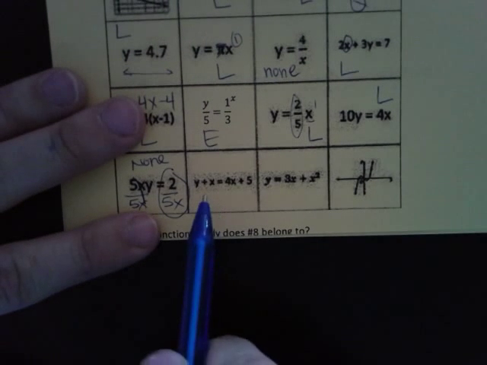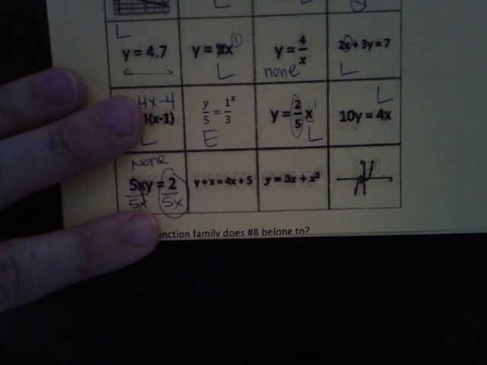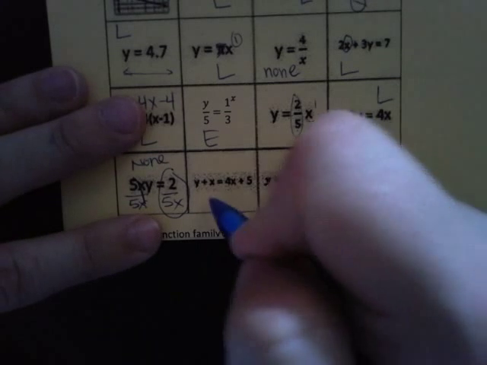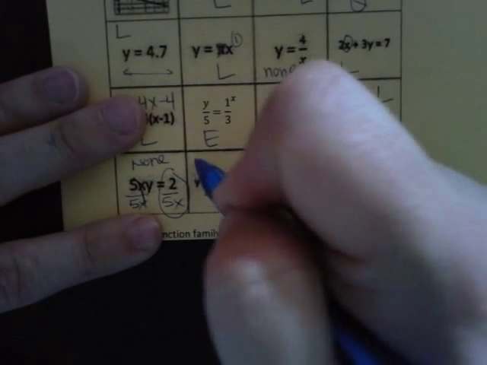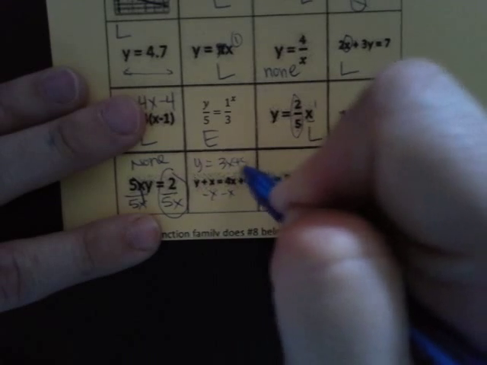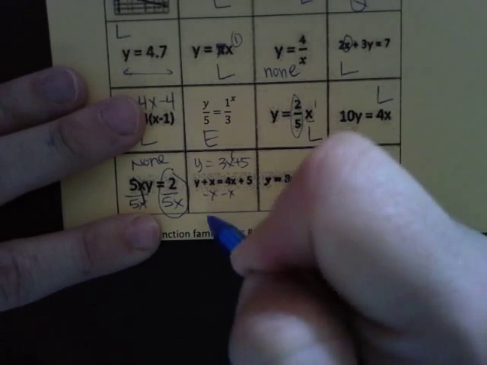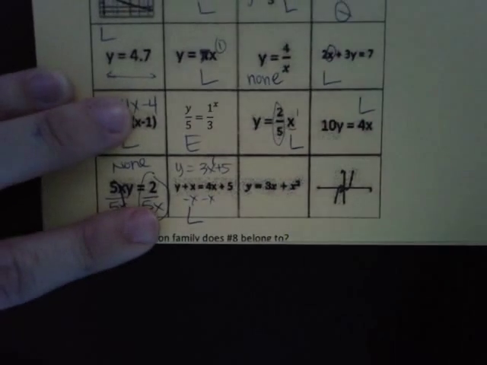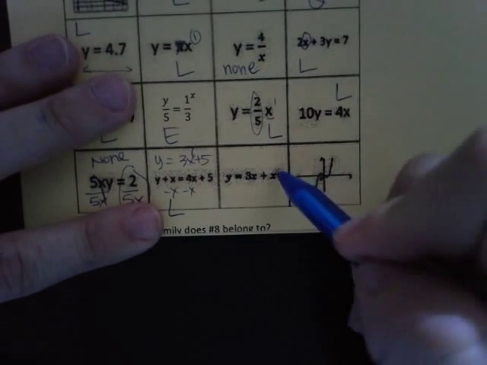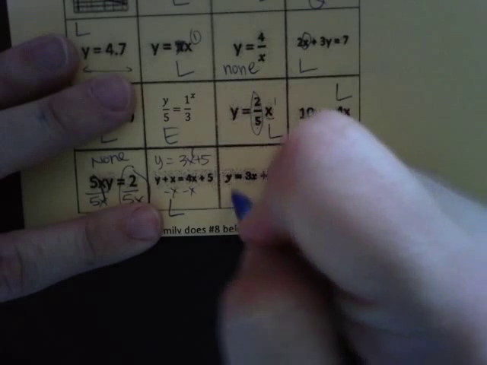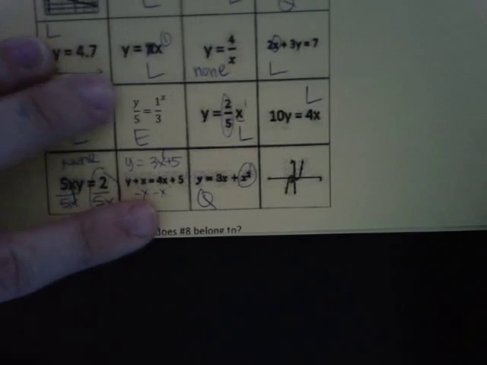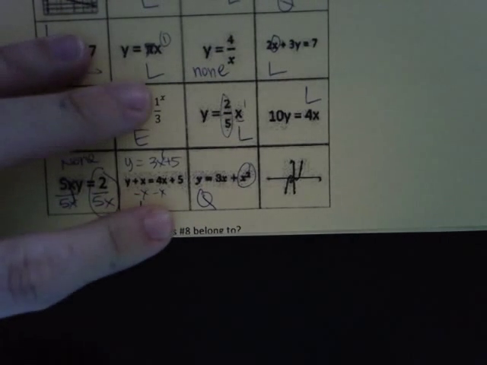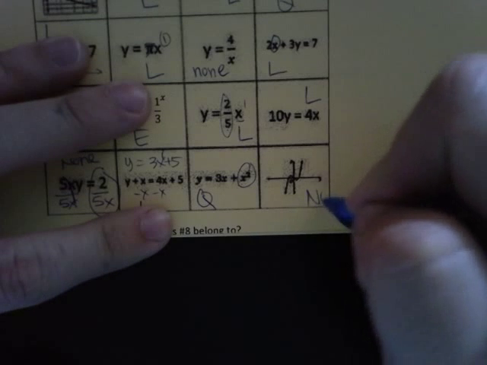The next one, you've got y plus x equals 4x. So if I subtracted x, it would be y equals 3x plus 5. Still degree 1, linear. What about the next one? I know it's small, hard to read. It has an x squared, so it's quadratic. And this one looks just like the x cubed that we saw in our notes, so this would be none.